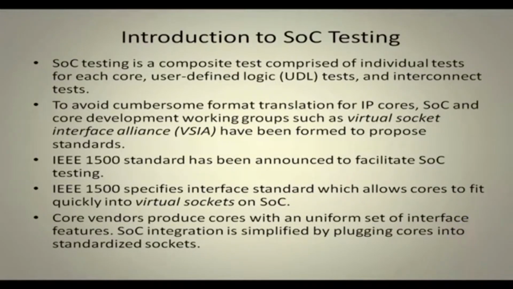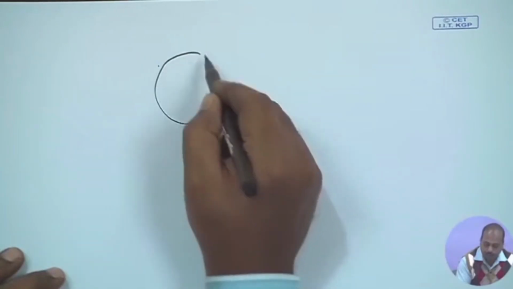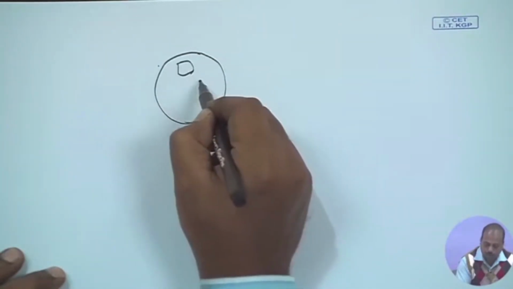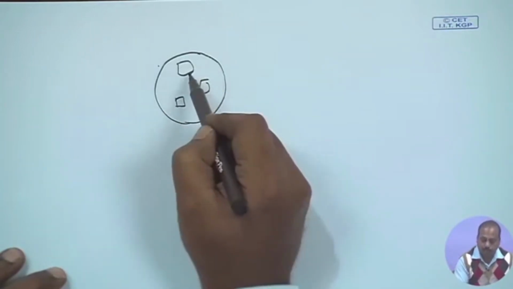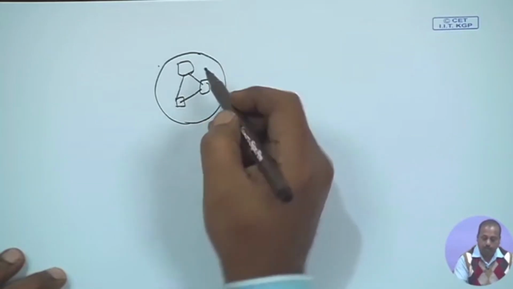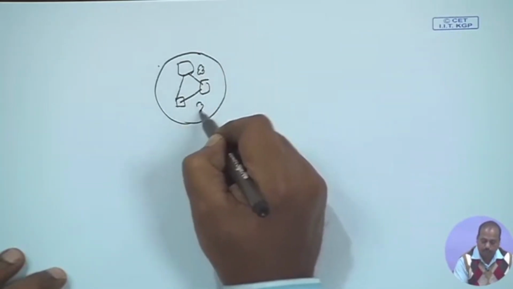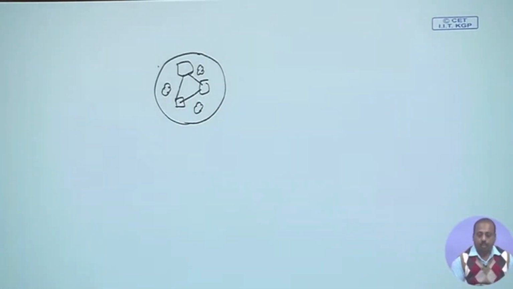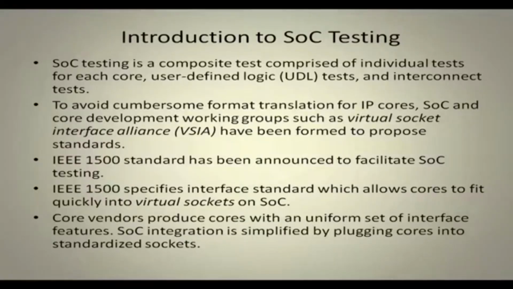SOC testing is a composite test comprised of individual tests for each core, user defined logic and interconnect tests. What is there in an SOC is that in a single chip we have fabricated all these components. The individual cores are there, then we have the interconnects between them, and also some extra glue logic put here and there to make the system complete. So the testing process must test the individual cores, the interconnect and also the user defined logic. All of them need to be tested in SOC testing.